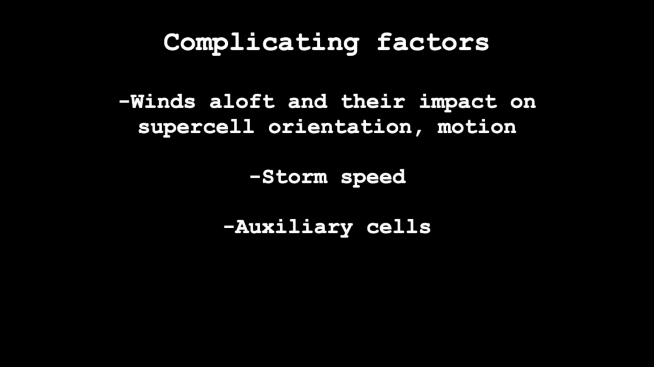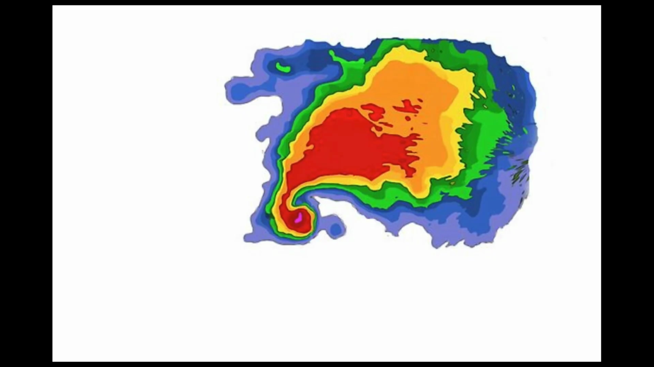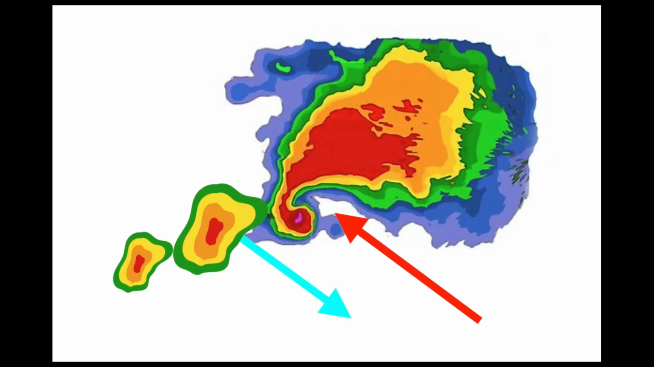Auxiliary cells around your supercell can also complicate things. Supercells need a perfect balance of inflow and outflow to become tornadic. If the storm is experiencing strong storm relative inflow, there needs to be a lot of outflow to balance that out. Where does this outflow come from? Auxiliary storms on the rear flank of the supercell.